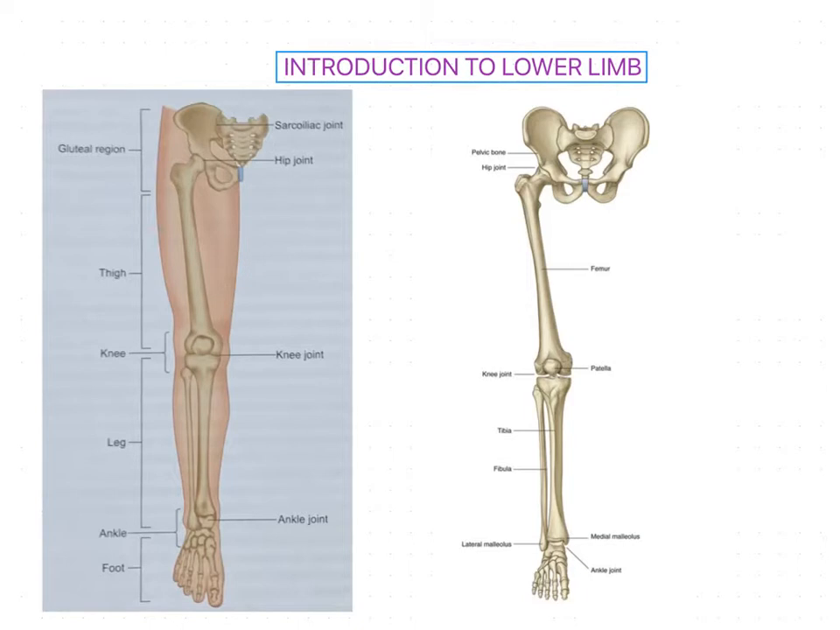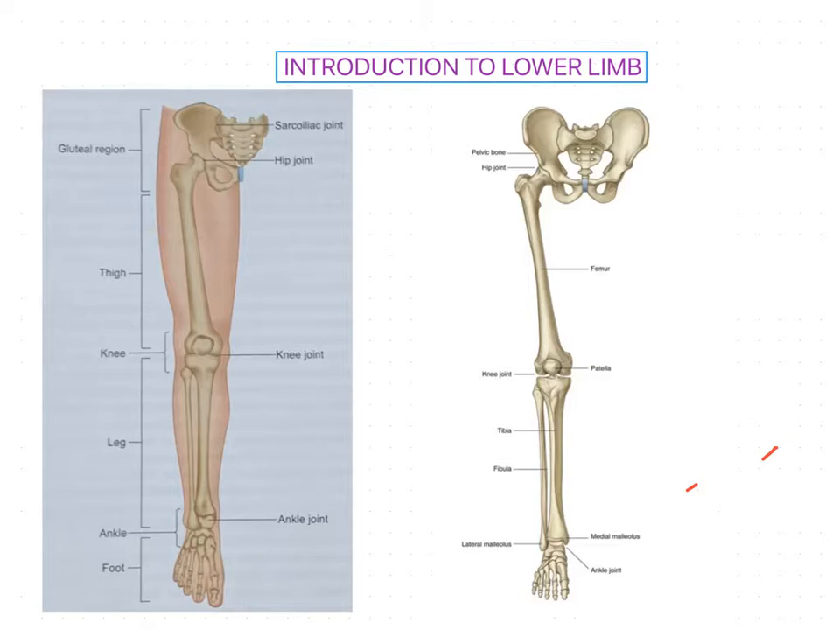The lower limb is an extension from the lower part of the trunk, and it is specialized to bear the weight of the body, help the individual to move from one place to another, and maintain balance both while the person is in a stationary position or in moving.